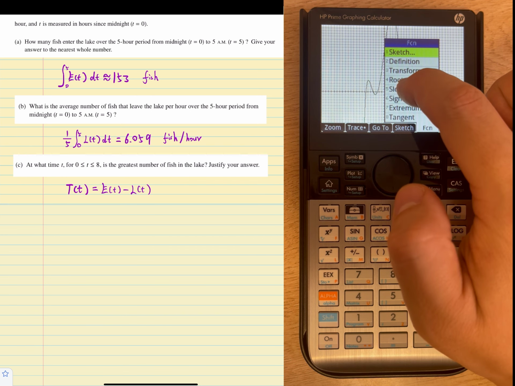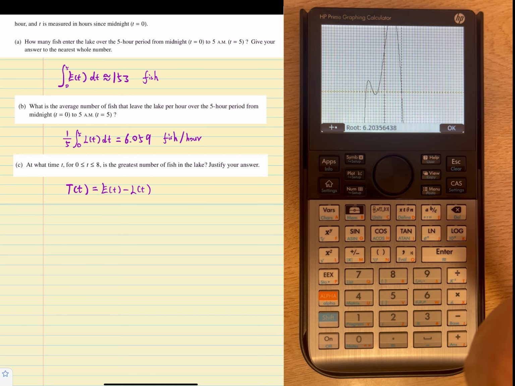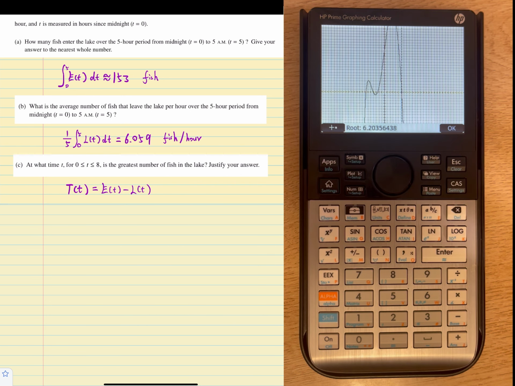Cancel function, no slope, the root again. So 0.203. When t equals 0.203, that will be the maximum point for the original function, because this is a critical point of the function E(t).